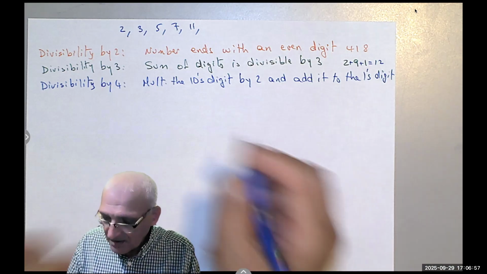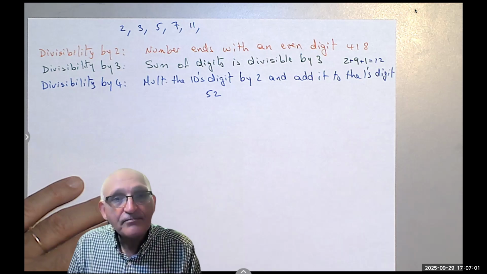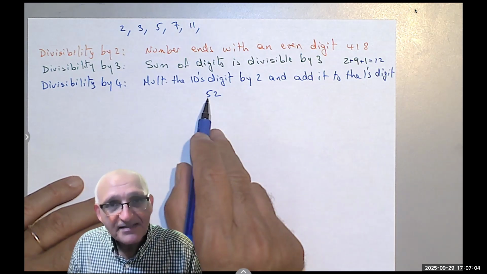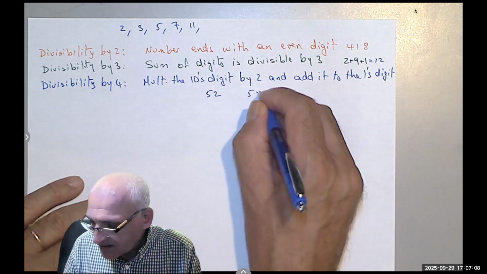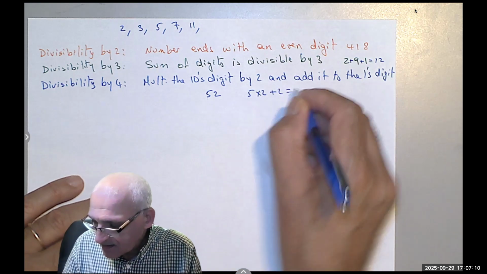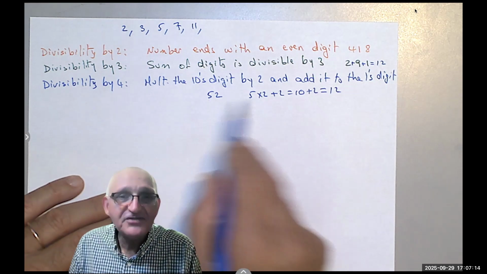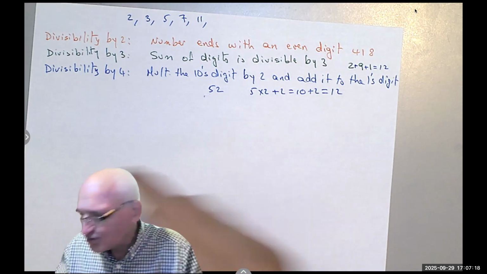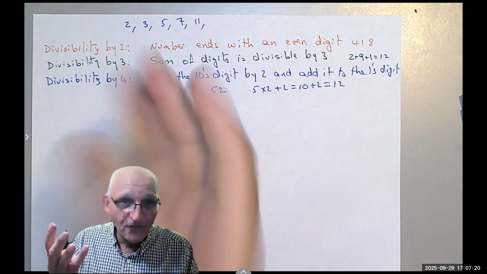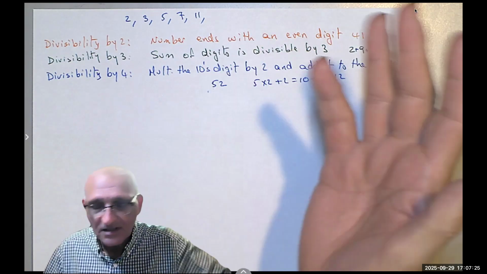Very simple one is, for example, let's say, what about 52? I multiply 5 by 2, I get 10, plus 2 is 12, and since 12 is divisible by 4, then 52 is divisible by 4. You already know that because you have 52 playing cards in 4 suits of 13 cards each, right? So it's 13 times 4.